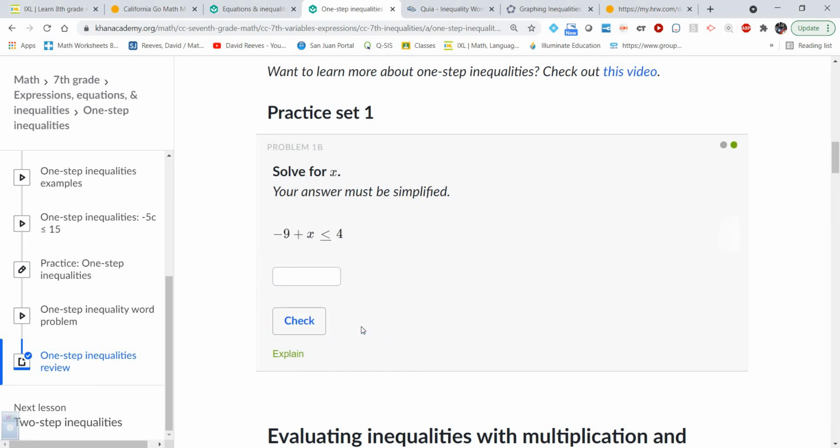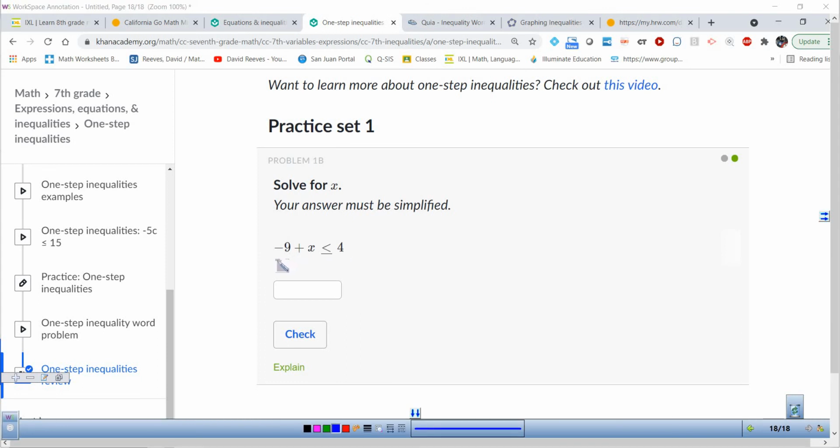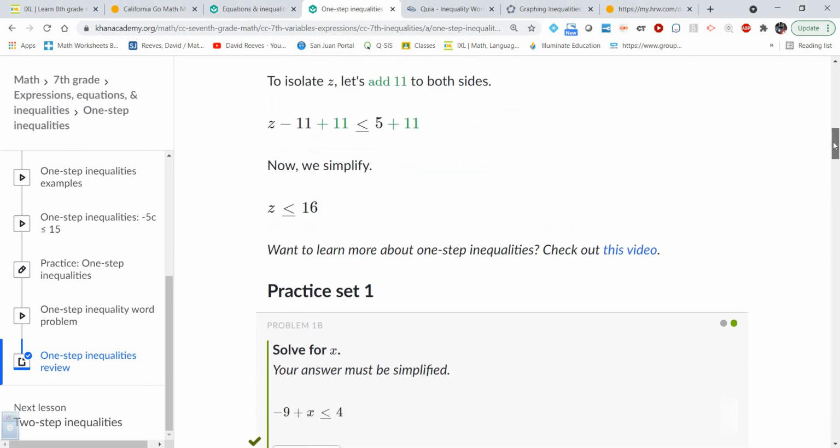Next question, what about this one right here? -9 plus x is less than or equal to 4. Well, what am I going to do? I'm going to add 9 to both sides, and when I do that, I get x is less than or equal to 13. X is less than or equal to 13. So x, there is our less than or equal to symbol, 13. There we go. Ka-chow.